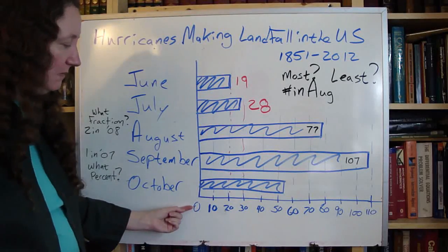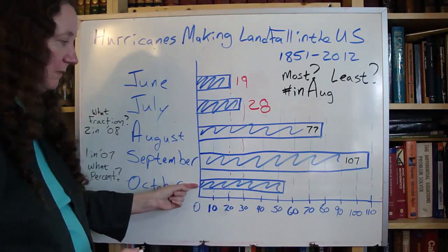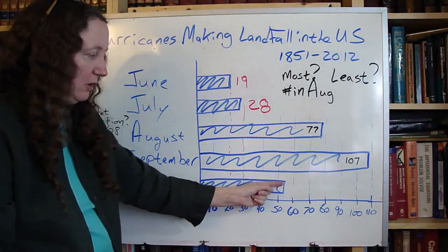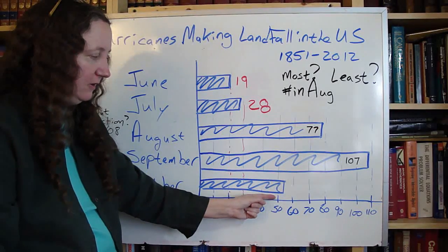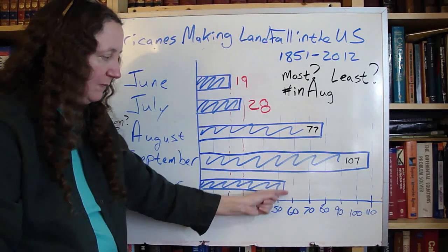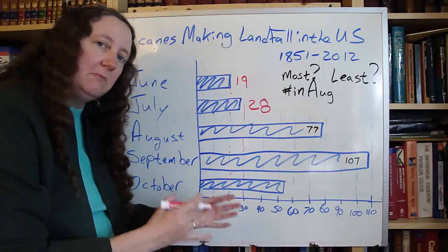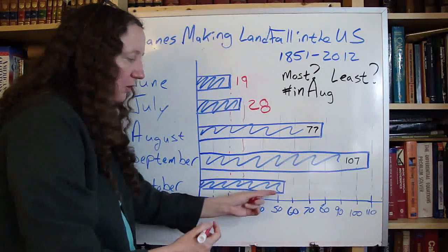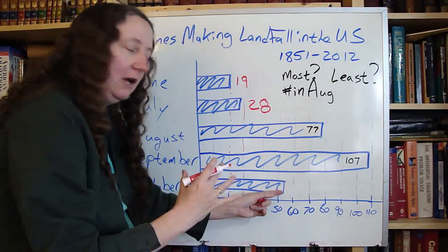And then down here, for October, I see the bar goes out to there, I see the 50 is there, I see 60 is here. It's roughly in the middle of them, so I'm going to call this 55.